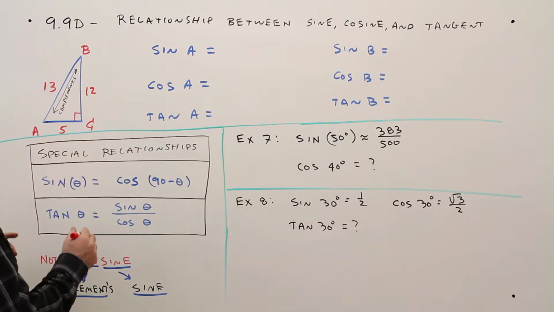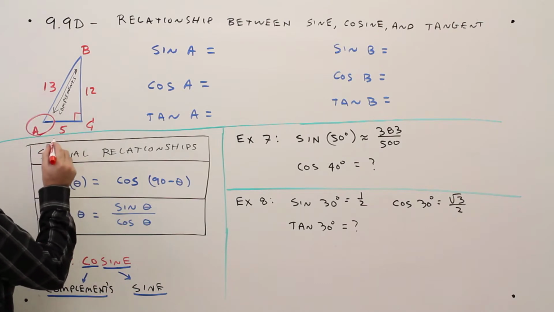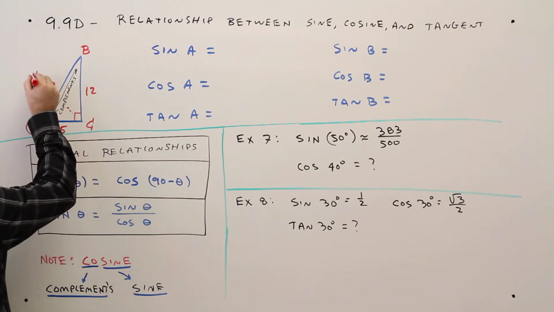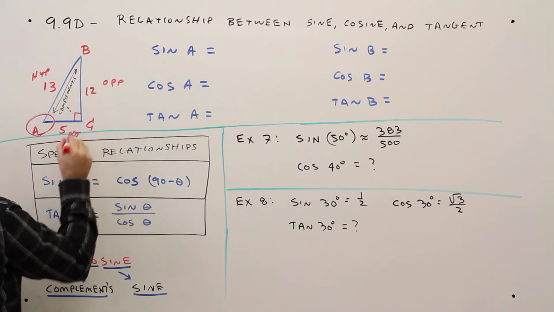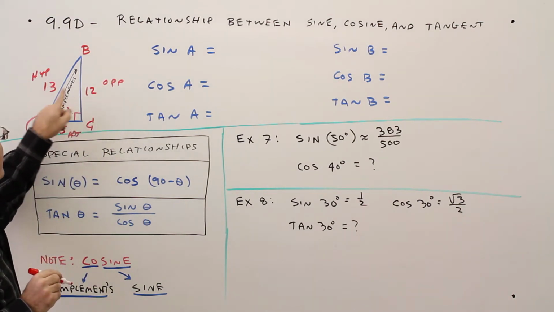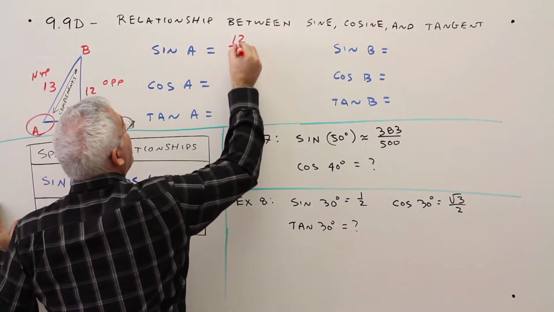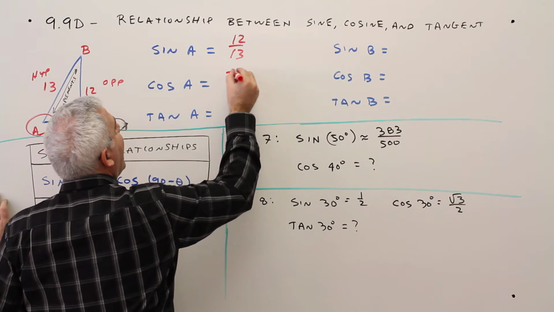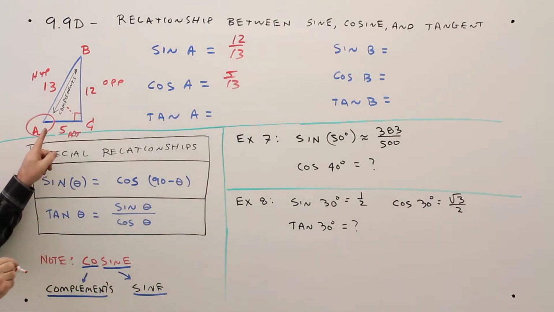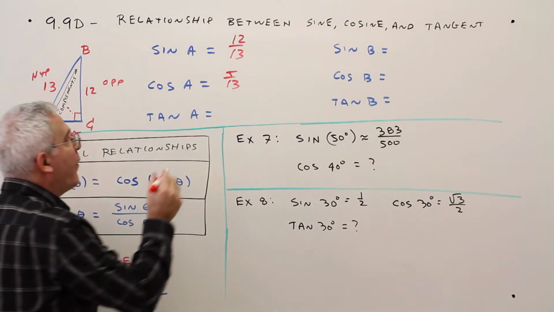All right, so if A is my reference angle, I'll circle that. Again, you've got the hypotenuse, the opposite, and the adjacent. So sine of A is opposite over hypotenuse, 12 over 13. Cosine of A, adjacent over hypotenuse, 5 over 13. Tangent of A, opposite over adjacent, 12 over 5.